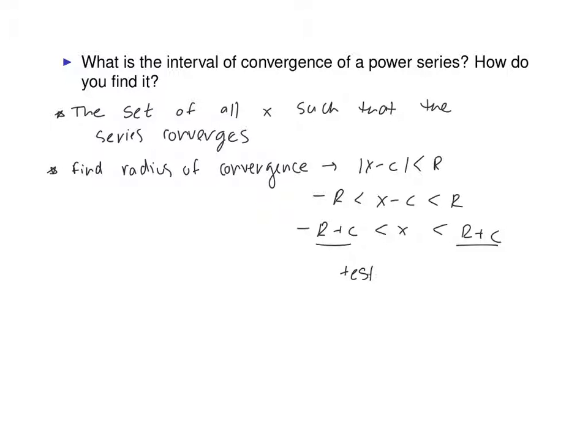And then you test these endpoints in your power series. The reason that you have to test those endpoints is that at those values of x, when you apply the ratio or root test, you get the result of 1, which is inconclusive and it could go either way. So you have to actually test those endpoints, and you will use some other test other than the ratio or root test.